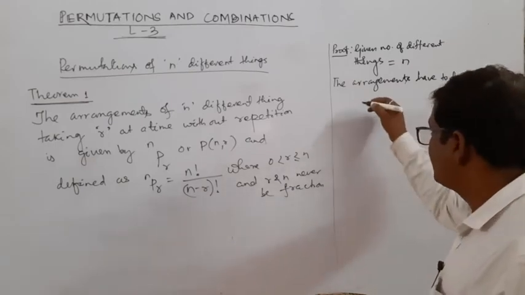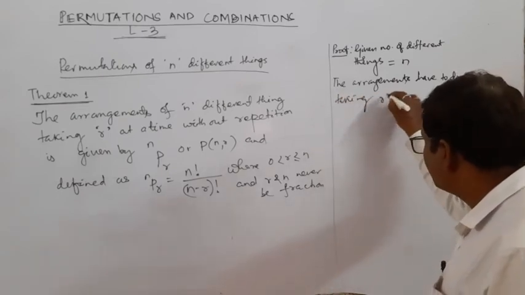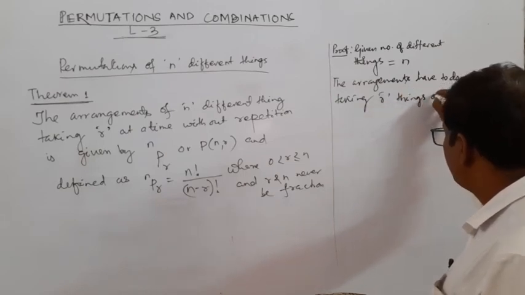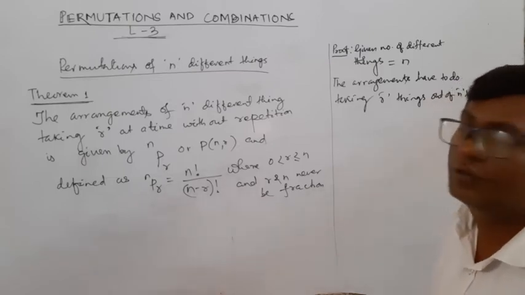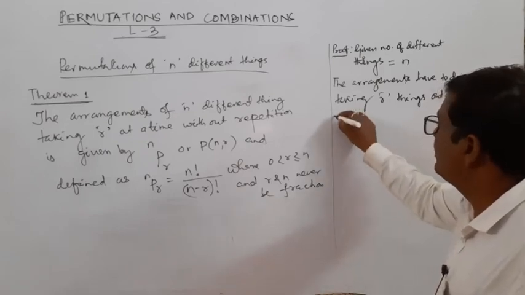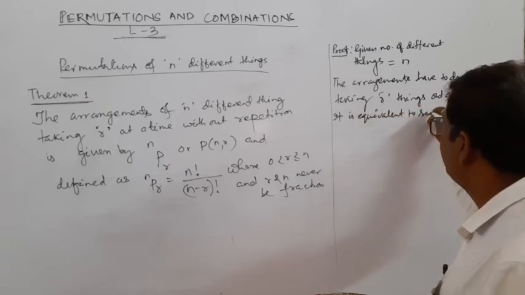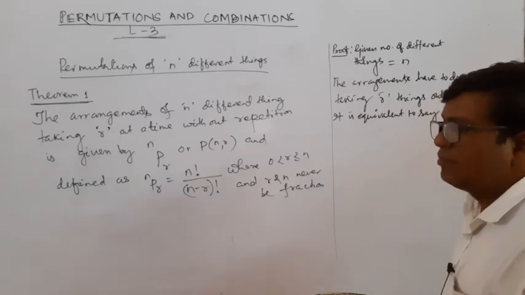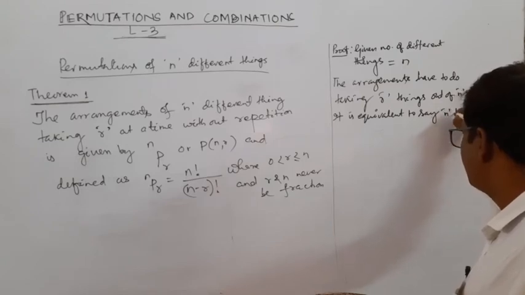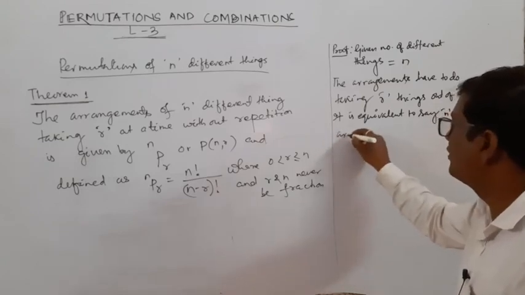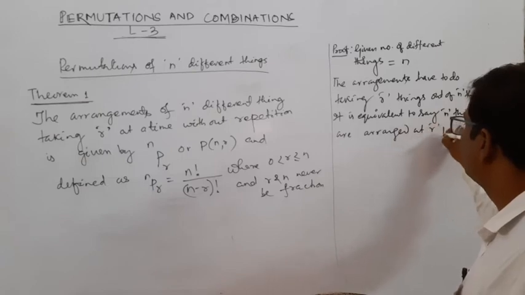Taking r things out of n things, it is equivalent to say n things are arranged at r places without repetition.